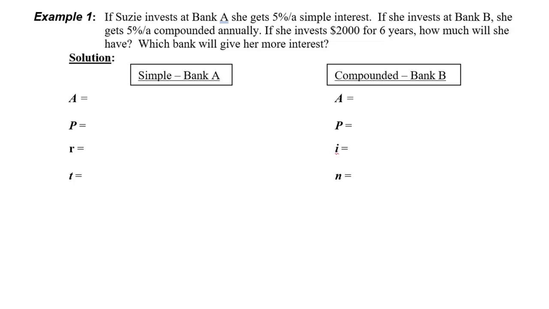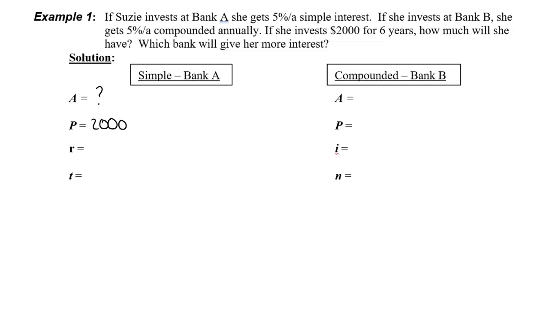So let's look at this first example. It says this: if Susie invests at Bank A, she gets 5% simple interest. If she invests at Bank B, she gets 5% per annum compounded annually. If she invests $2,000 for 6 years, how much will she have? Which bank will give her more interest?